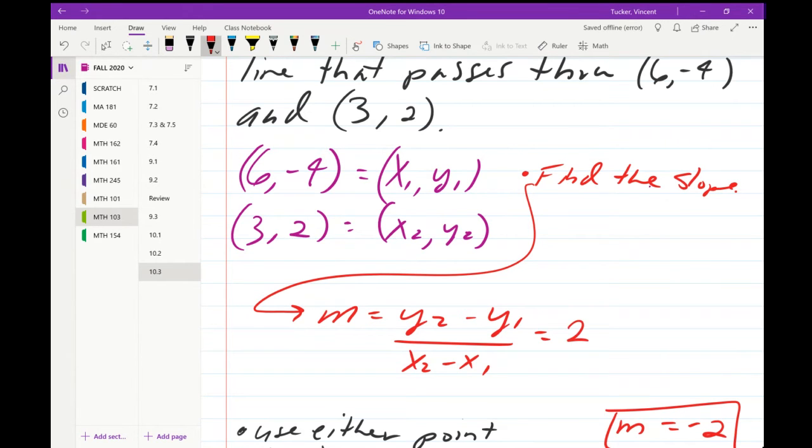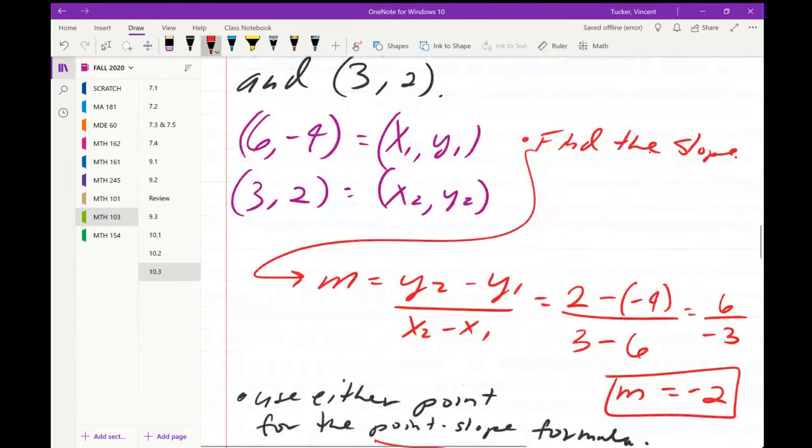So y2 is 2, y1 is -4, x2 is 3, x1 is 6. So 2 minus -4 would be 6, because negative is positive. 3 minus 6 would be -3. 6 over -3 is -2.